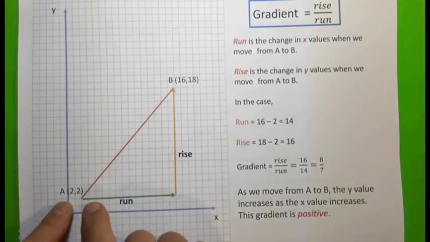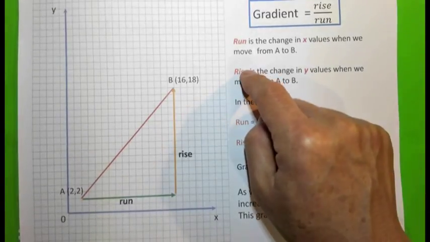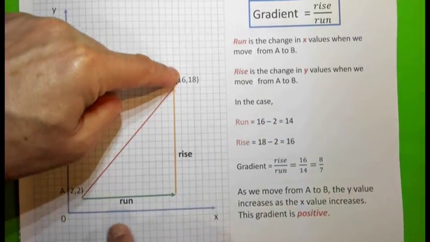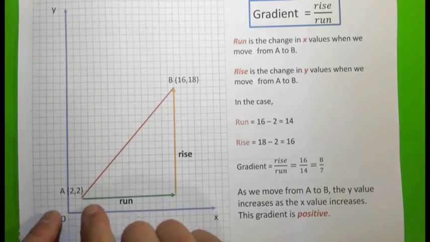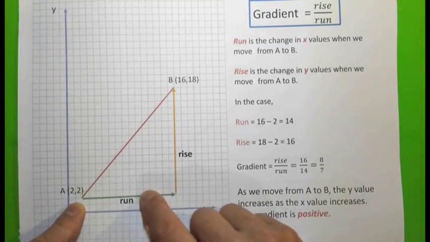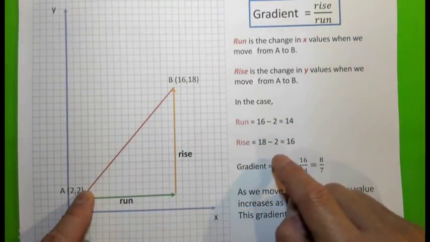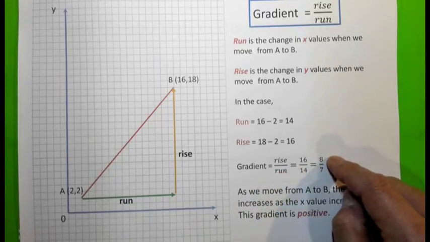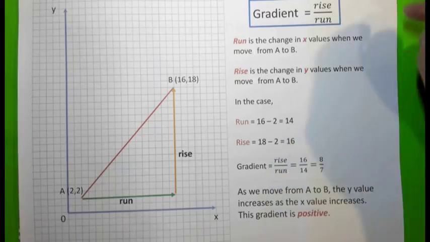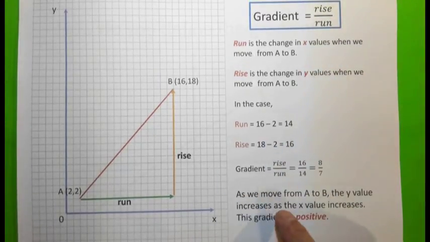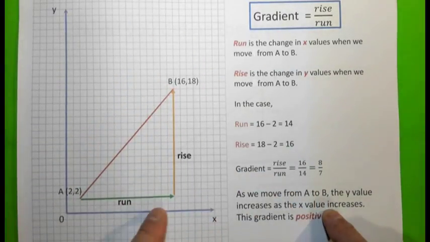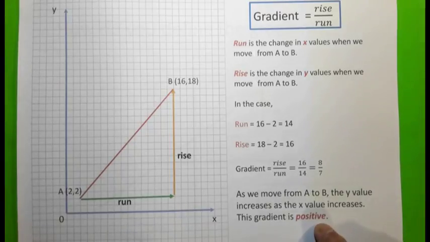Okay, so run is the green line and rise is the yellow line. In this case, the run is 16 minus 2. That is the change in the values for the x direction, and rise is 18 minus 2, which is 16. Therefore, the gradient equals 16 over 14, which is 8 over 7. So, we know that as we move from A to B, the y value increases as the x value increases. Therefore, this gradient is considered a positive gradient.